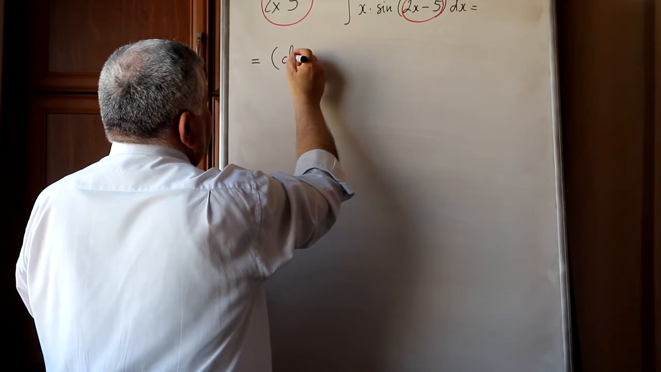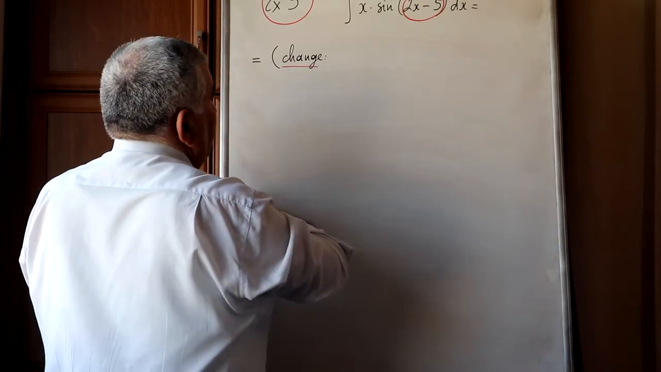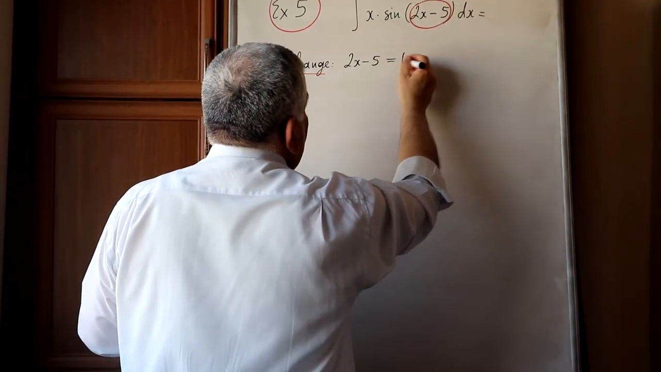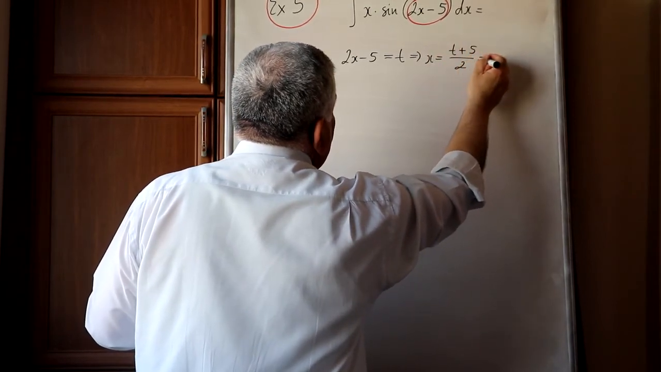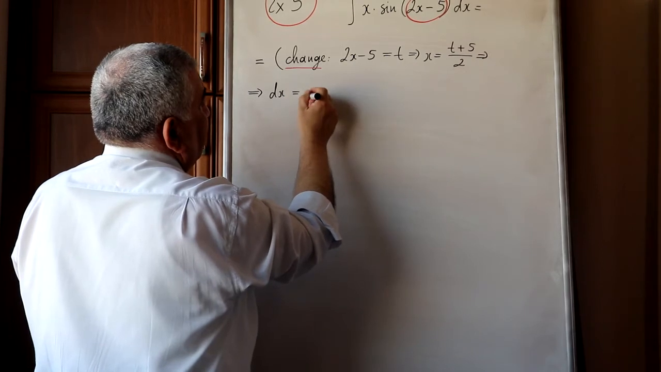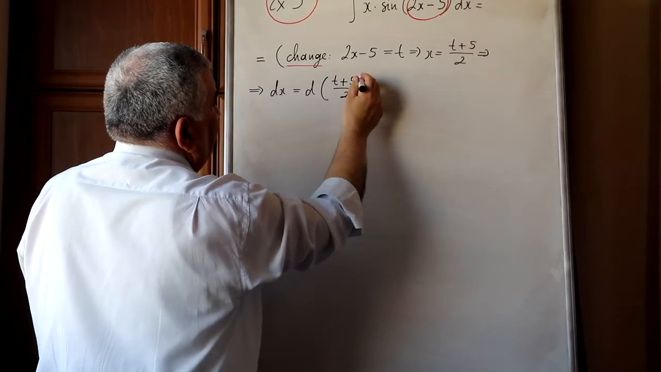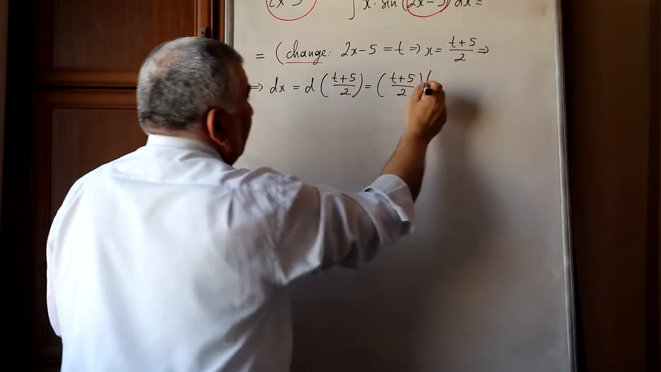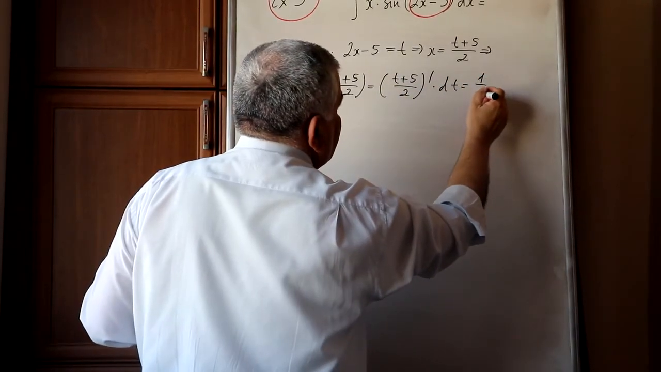Note the change: 2x minus 5 is t, then x is (t plus 5) over 2, and then find dx. dx is equal to d of (t plus 5) over 2, then it is ((t plus 5) over 2) prime multiplied by dt. The derivative of this expression is 1/2, so it is 1/2 dt.